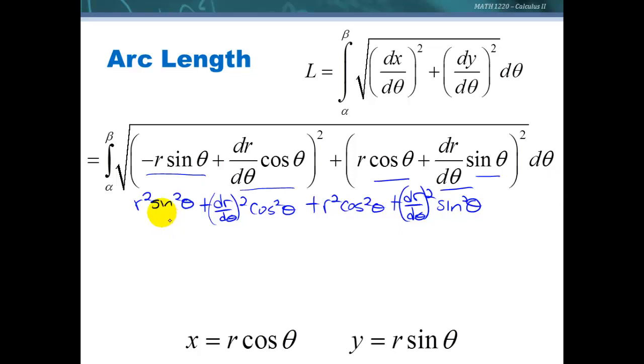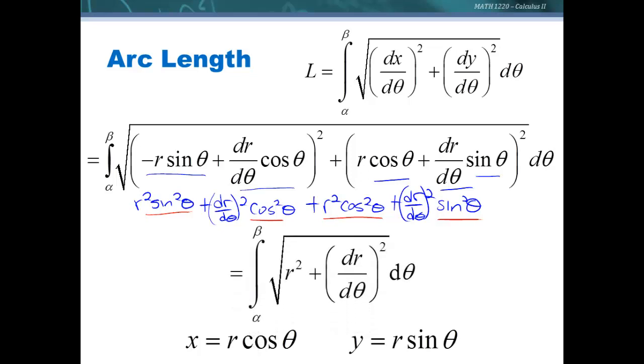And here's my favorite trig identity. We could factor the r squared out here, and we'd have sine squared plus cosine squared, which just equals 1, so those would cancel and leave us just an r squared there. Same trick here. So this simplifies down to the integral from alpha to beta of the square root of r squared plus dr d theta squared d theta, and this would give us the arc length.